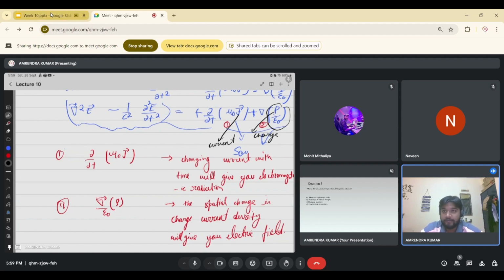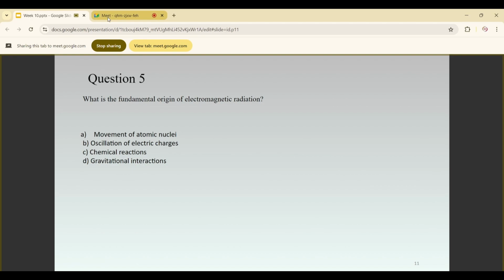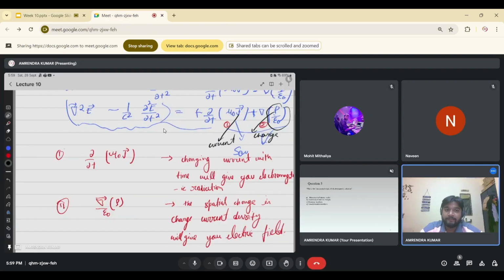And the third is chemical reactions. No chemical reaction will give you the radiation, nor will the gravitational interaction, because they are not the charged part. Only charge rho and the changing current J can give you this electromagnetic radiation. Other forces or other quantities won't give you the electromagnetic radiation.